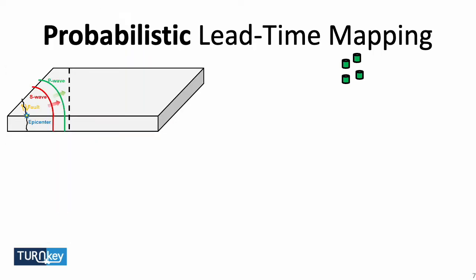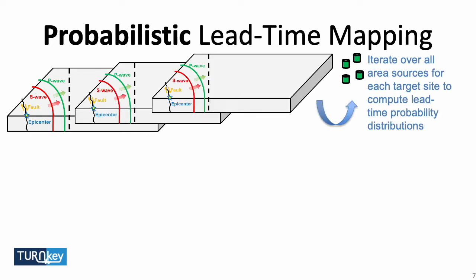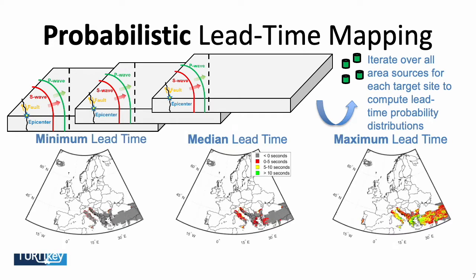In reality, any target site will be affected by a number of different high hazard area sources, each of which will have its own lead time for the target site. So each target site actually has a distribution of lead times associated with it. And we determined that distribution for each of the target sites to come up with various different lead time maps.